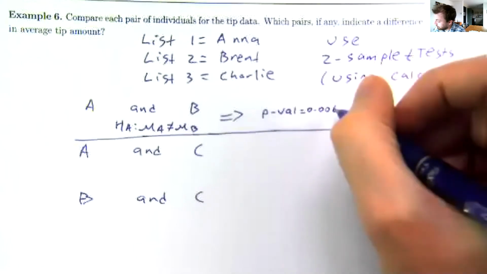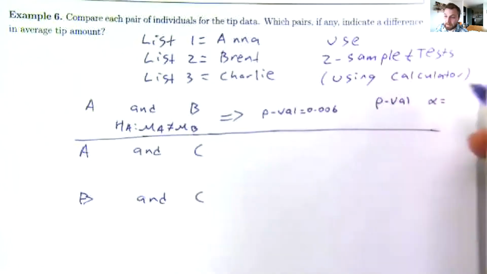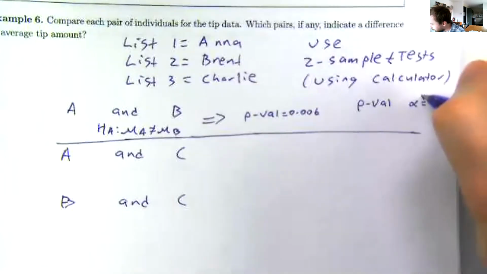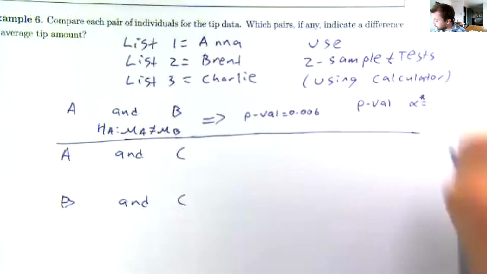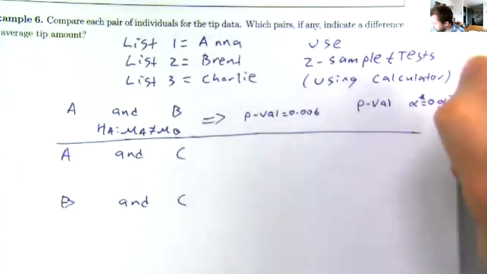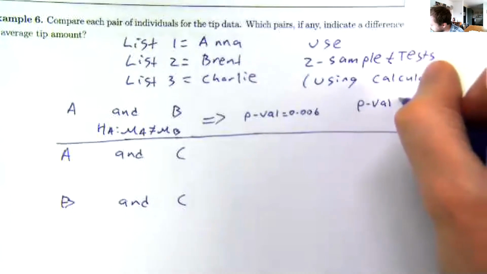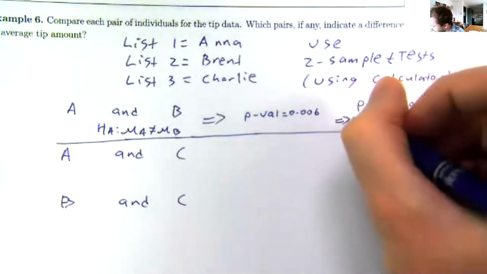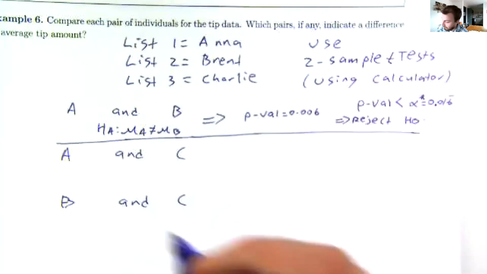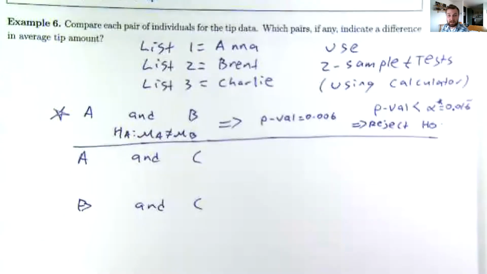So 0.006. Now, when I'm doing the conclusion, I'm not going to compare this to my alpha of 5%. I'm going to be doing a lot of tests, so I need to compare this to my corrected alpha level of 1.6%. Well, 0.6% is less than 1.6%, so this means I reject the null hypothesis, which means I have evidence of a difference between groups A and B.